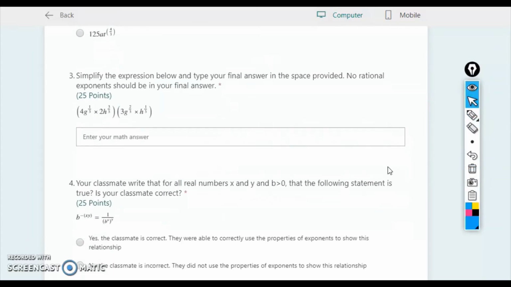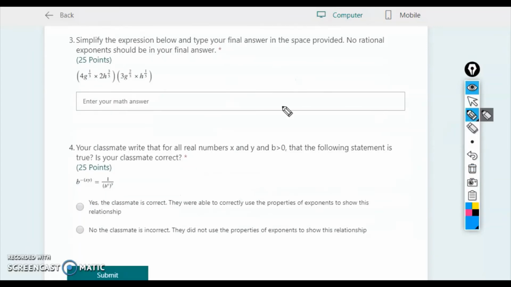Let's check out number 3. Simplify the expression below and type your final answer in the space provided. No rational exponent should be in your final answer, which means there should be no exponents as fractions. Alright, so this is all multiplying together. So I'm just going to multiply the regular numbers without the exponents together, so there's an understood 1 here. So 4 times 2 times 3 times 1. 4 times 2 is 8. 8 times 3 is 24. 24 times 1 is just 24.